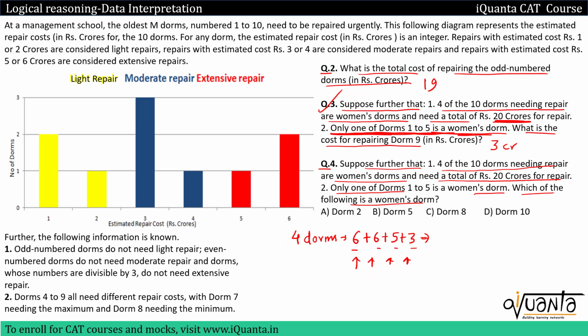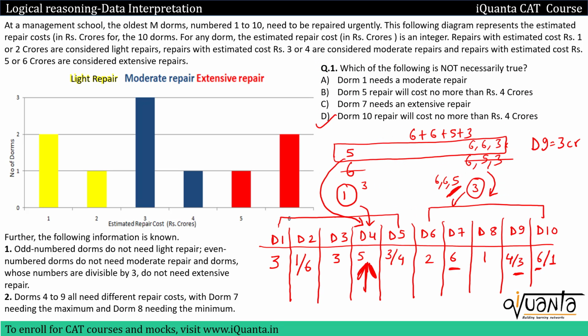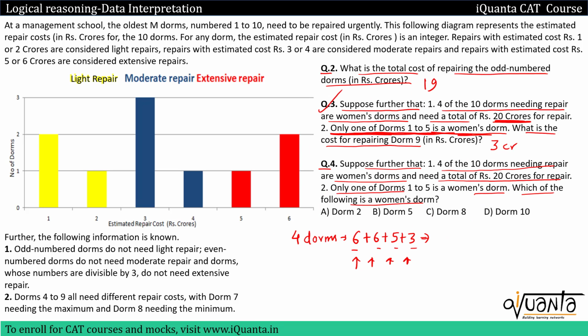And apart from that, we took 3 DOMs from here as well out of these 3. So they were D7, then D10 and D9. So we need to choose which one is a women's DOM. So we have D4, 7, 9, 10. In the options there is only one DOM, 10, present that could be a women's DOM. So that is how you have to solve this question.